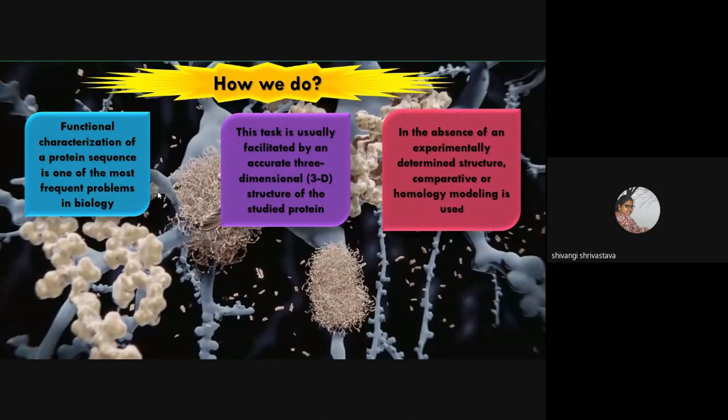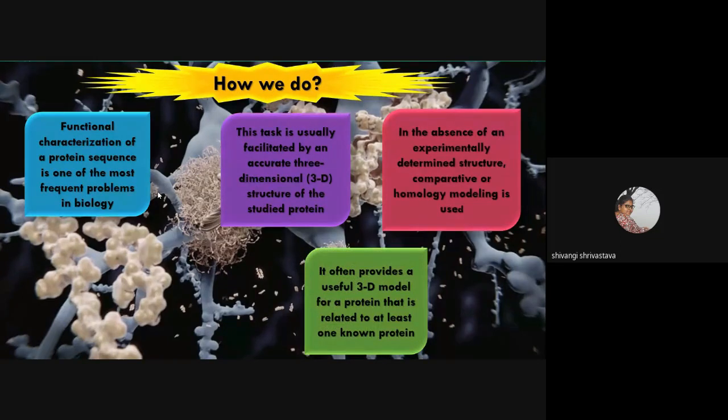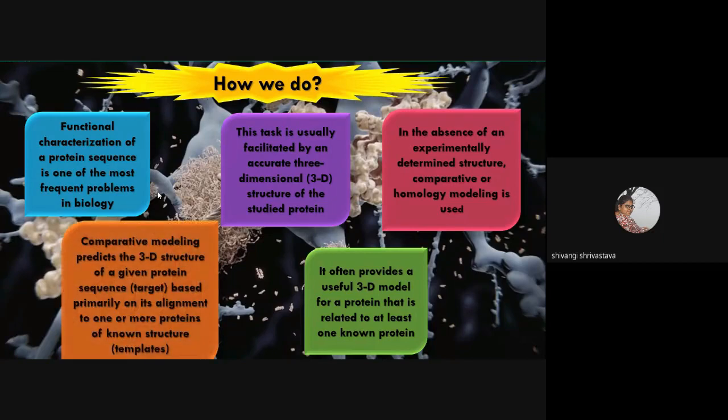Or, in the absence of an experimentally determined structure, for that we use homology modeling, also known as comparative modeling, for designing a protein. It often provides a useful 3D model for a protein that is related to at least one known protein. So what is that? Comparative modeling predicts the 3D structure of a given protein sequence.